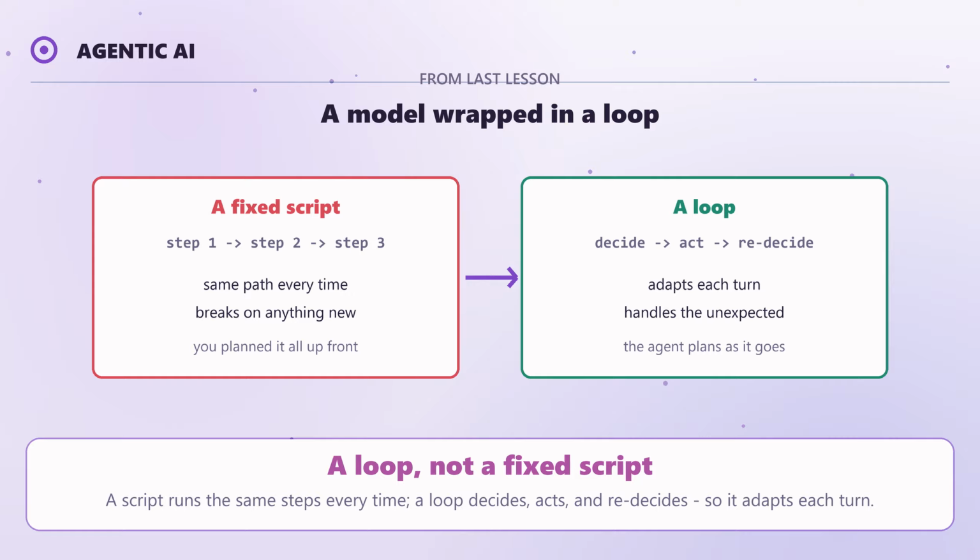A loop is different. It decides, acts, then redecides based on what actually happened. It adapts each turn, and it plans as it goes. That adaptivity is exactly why agents use a loop instead of a pipeline.